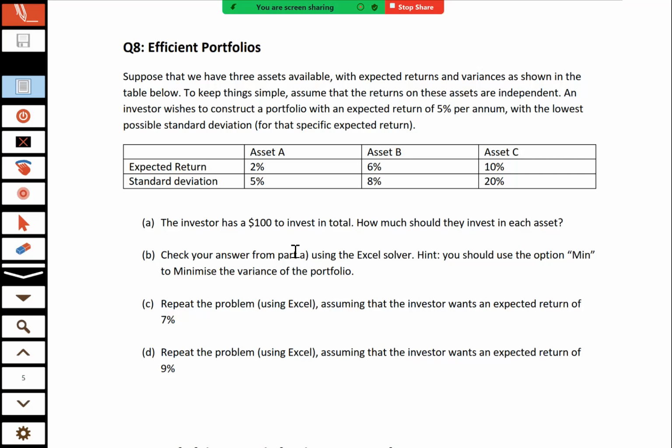For part A, we're told the investor has $100 to invest in total, and how much should they invest in each asset. Now, I'm not going to consider the $100 until very near the end of my solution, because really what matters here is the proportion in which the $100 is invested. So I'm going to do this in terms of proportion.